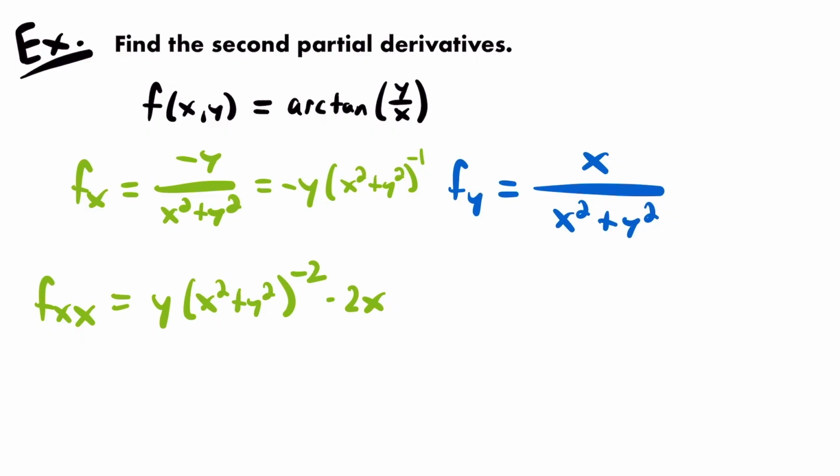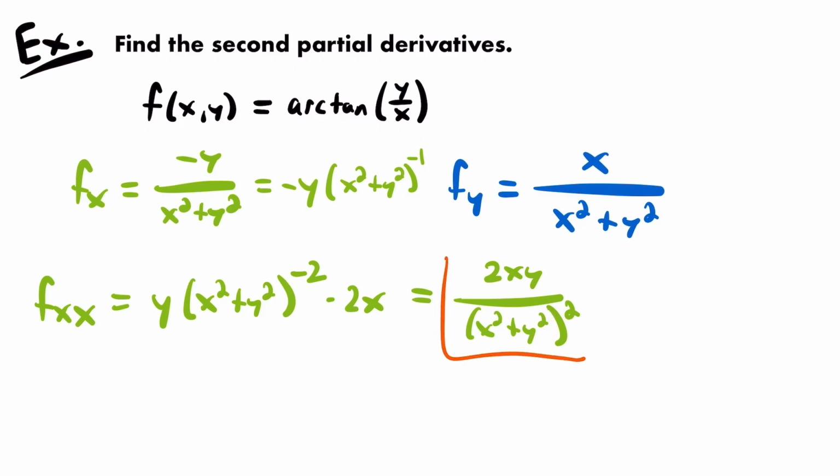And so simplifying, 2x and y will stay in the numerator, and then we'll move this quantity back to the denominator so the power is positive. So this would be equal to 2xy divided by x squared plus y squared, squared. All right, there's a lot of squareds going on there, so don't miss any of them. You need one for x, y, and that quantity. And that right there is a second partial derivative. Specifically, it's fxx. We still have 3 more to find here, and so let's work on the next one.